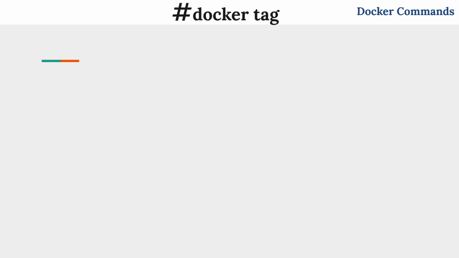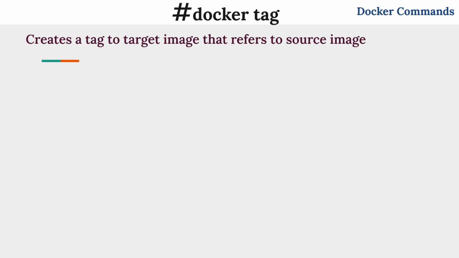Next command is docker tag. The docker tag command in Docker is used to create a new tag for an existing Docker image. Tags in Docker allow you to label images with meaningful identifiers, such as version numbers or descriptive names, which help in managing and referencing images more effectively.